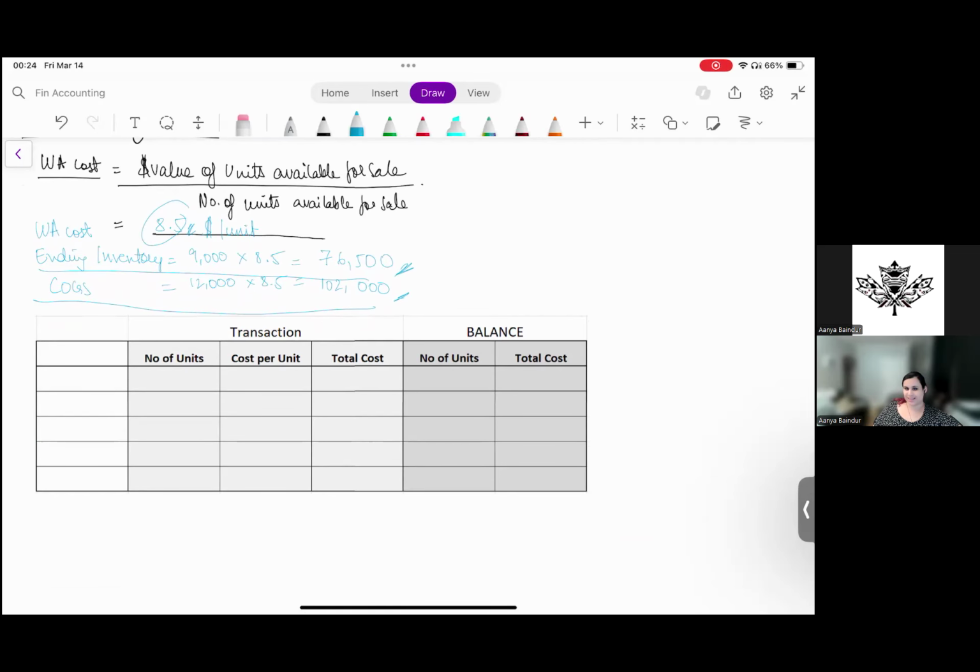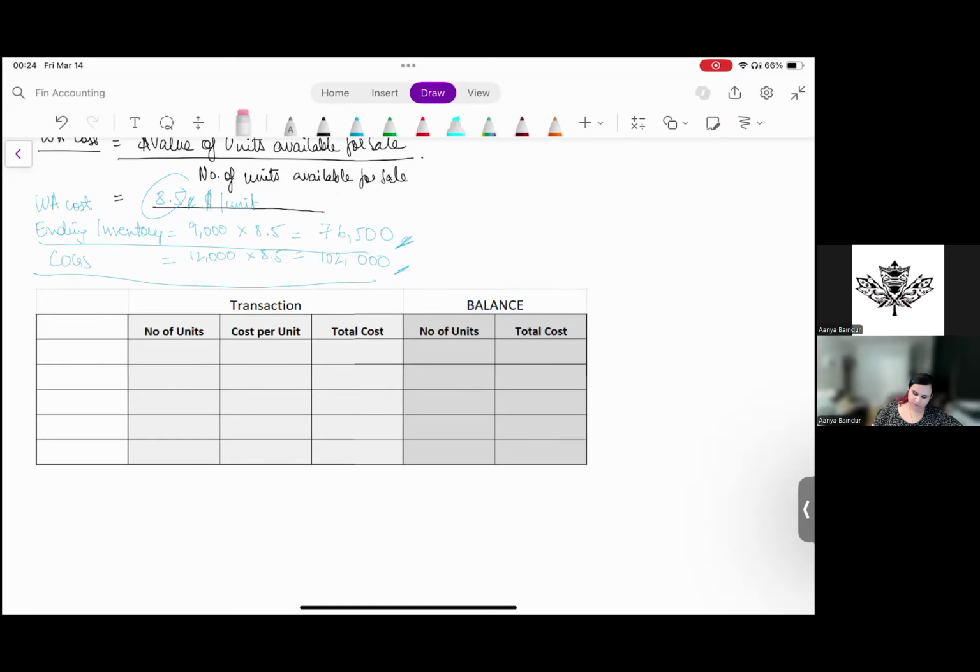So in case the question doesn't specify which method to use, you can use whichever one you find easier. Some of you might find it easier to just make the table. Others might find it easier to just use the direct method. We'll learn how to do both today. So let's go ahead and do FIFO perpetual.